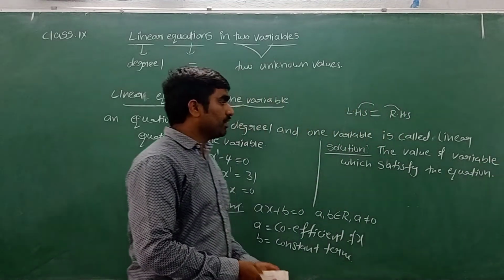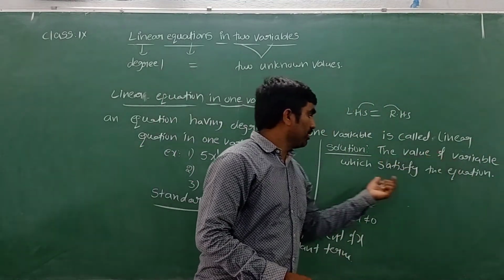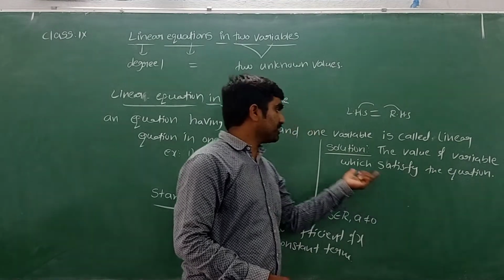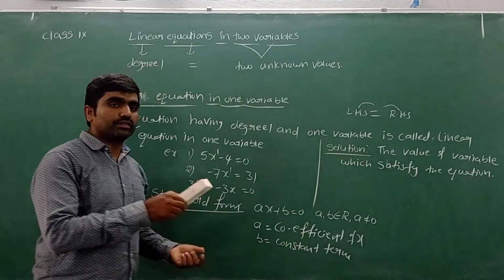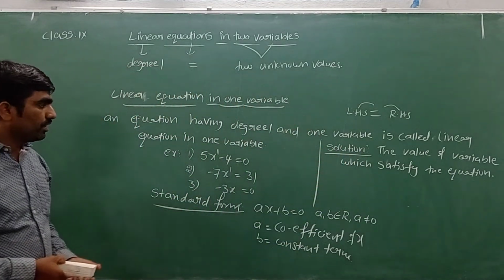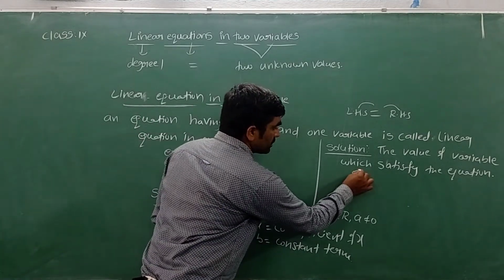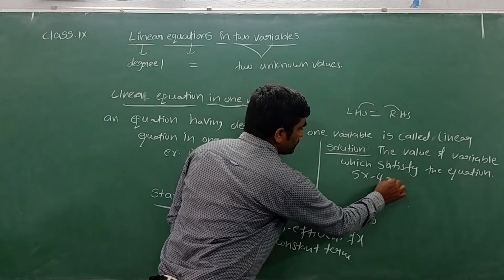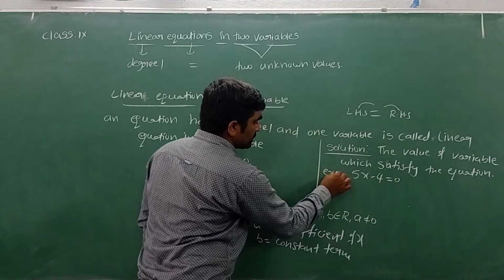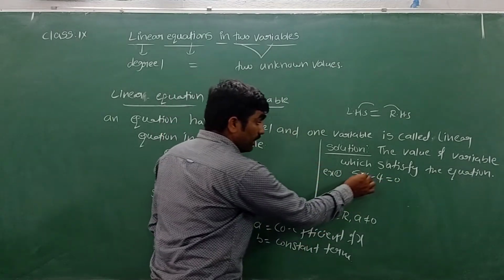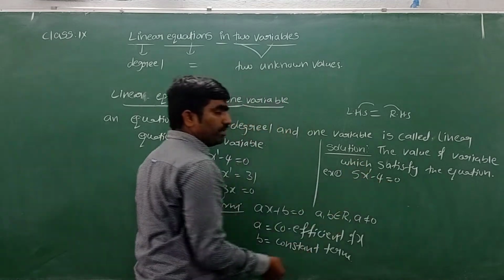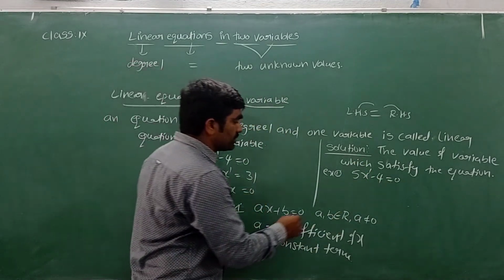Solution is nothing but the value of the variable which satisfies the equation, and it is called the solution of that particular equation. Now let me find the solution of an example: 5x minus 4 is equal to 0. This is a linear equation with one variable. Now let me find the solution of this equation.